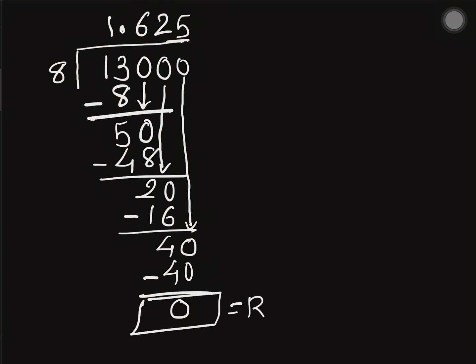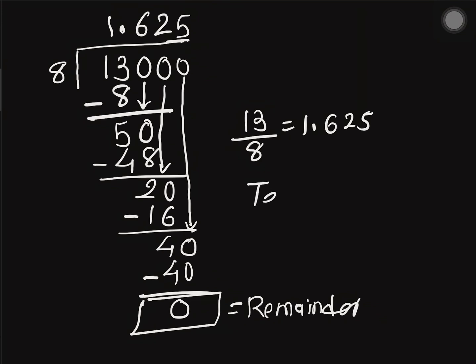So if we get remainder 0, then the decimal expression of a rational number is always terminating. 13 divided by 8 is 1.625, which is a terminating expression.